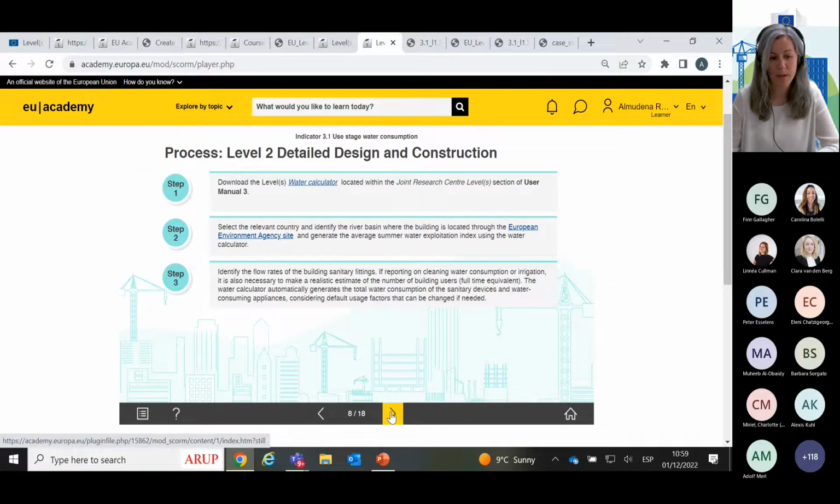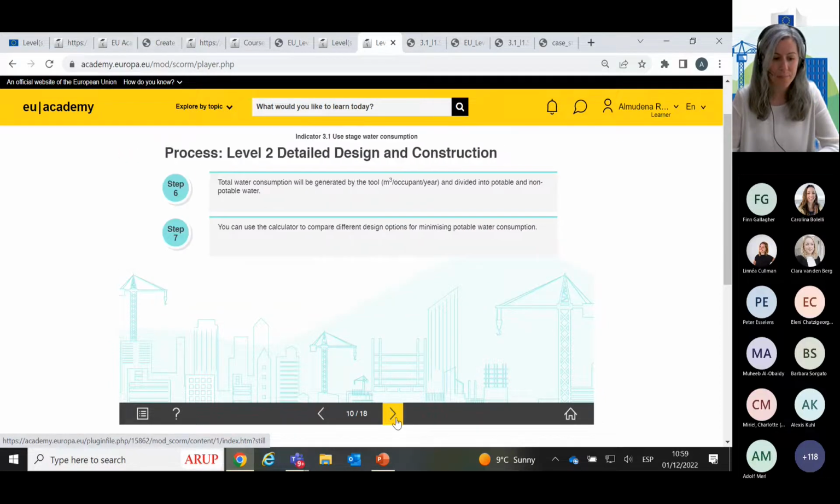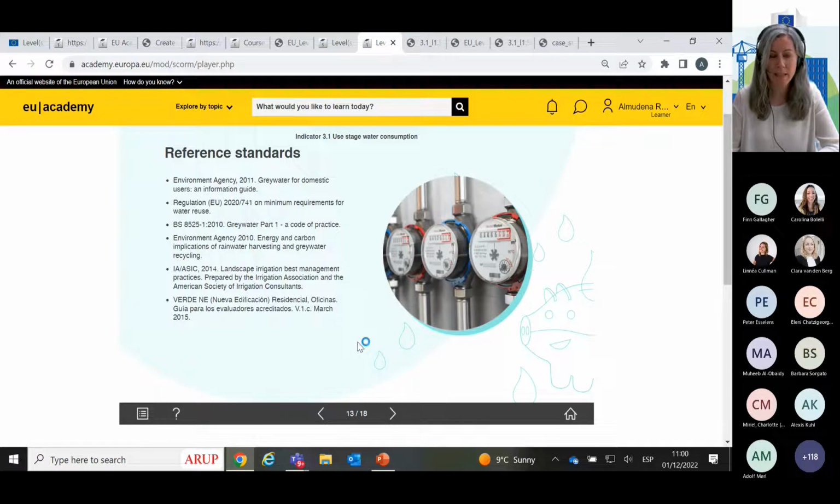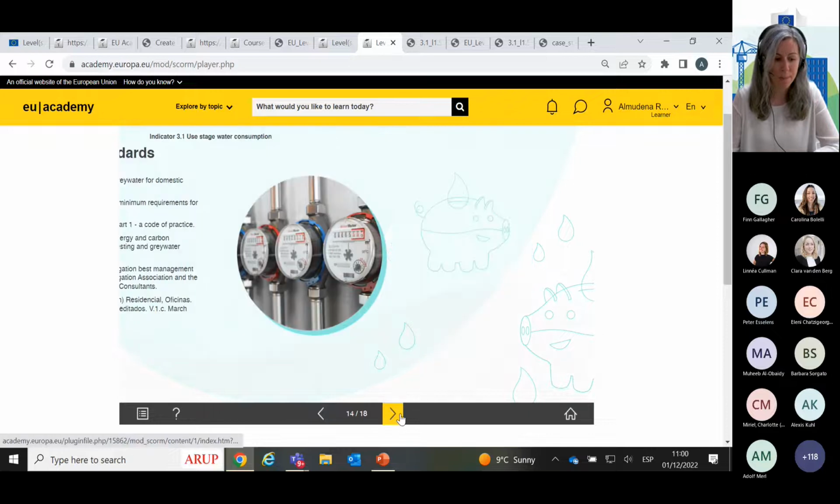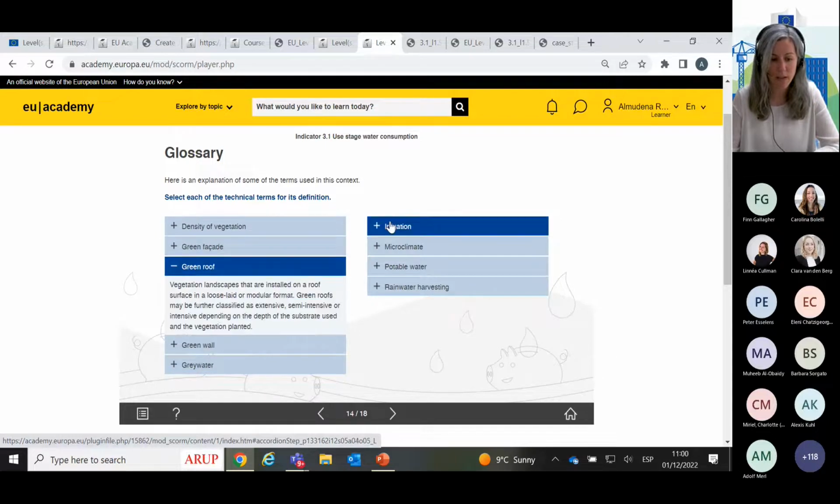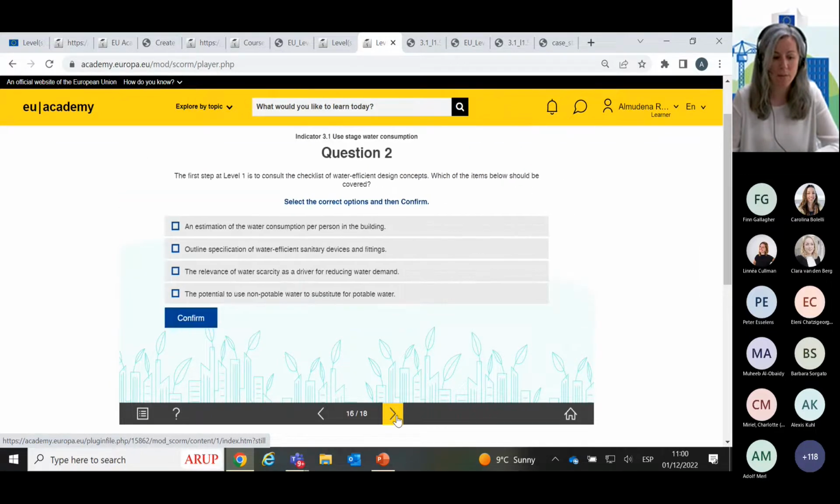Then there are different screens for level 2 and also for how to use the water calculator with links. And at the end, level 3. Then we always have the reference standards. These are international and European standards that are recommended through the manual of this indicator that could provide more information and more detailed calculations in regards to the topic. Then a glossary where you can find some terms of reference for different definitions that are useful for this indicator. And then a quiz to self-check your knowledge, if you have understood what this indicator is about.